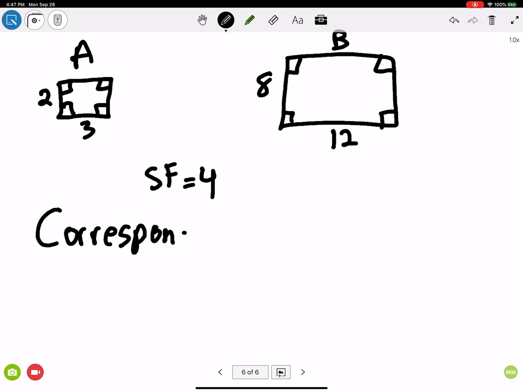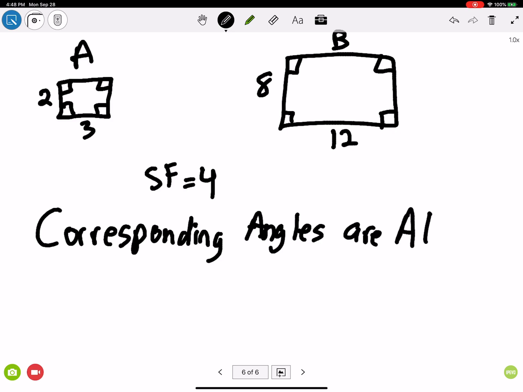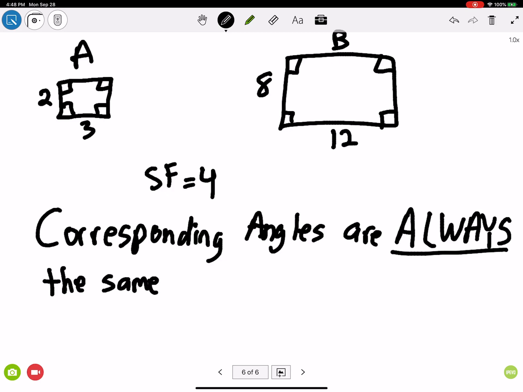Corresponding, it's a really long word, angles are always the same. Sorry, that's how I feel whenever I write exponents. It's like the screaming starts. But that's what happens. They always stay the same.